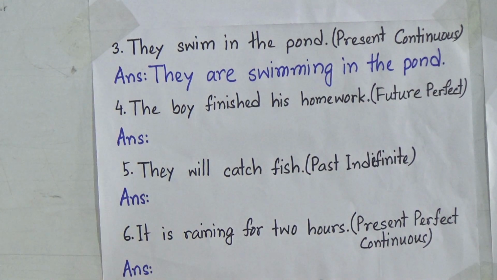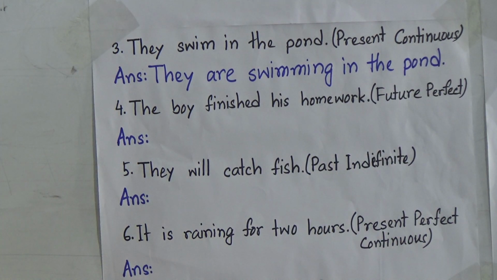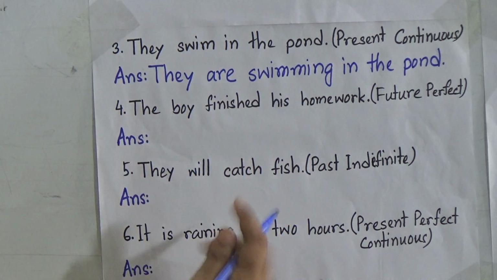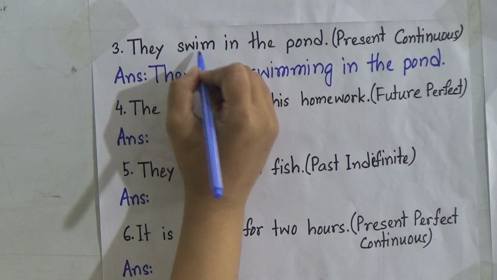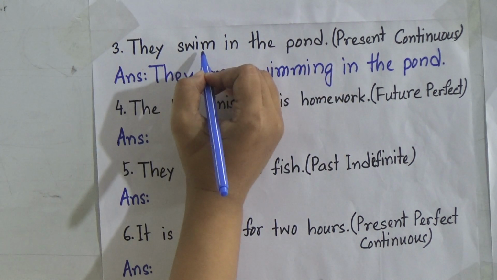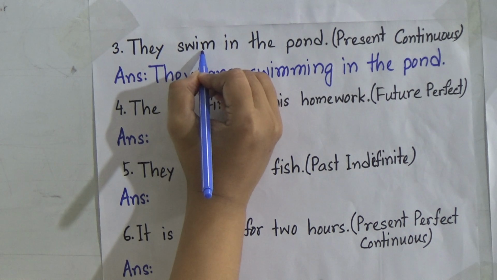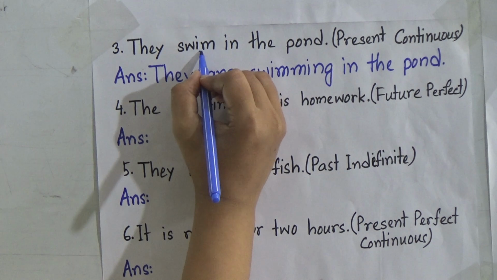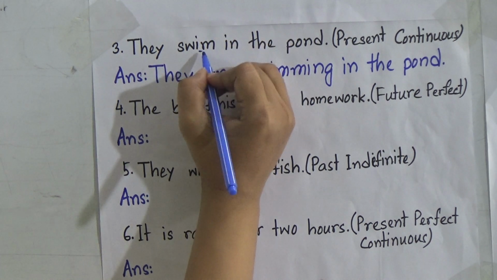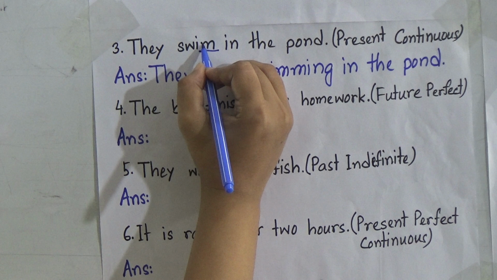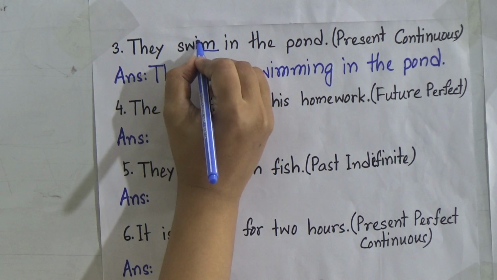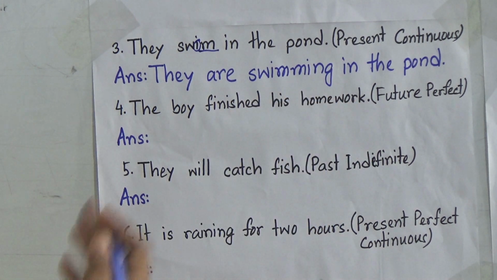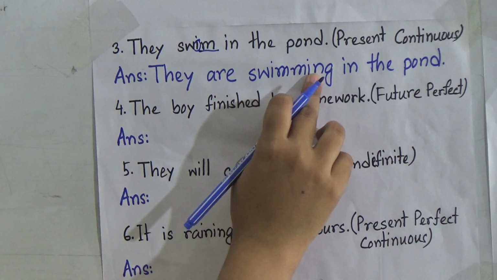Now look, my dear students, when you add ing after a verb, if the word ends with a consonant, here M, and before that you find a vowel, then when you add ing there will be a double consonant. So there will be swimming.